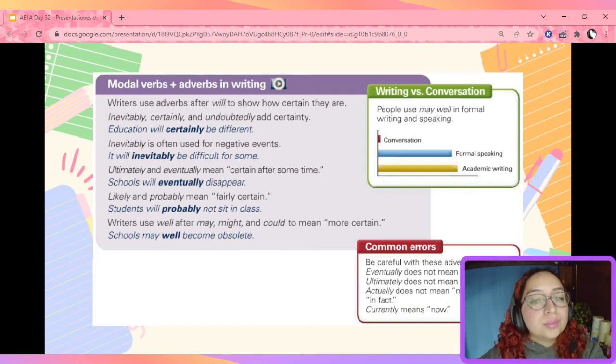Now, please be careful with these adverbs. Eventually does not mean maybe. Eventually means after some time. Ultimately is not recently. It means that it will happen for sure. Actually does not mean now. It means in fact. And currently means now.